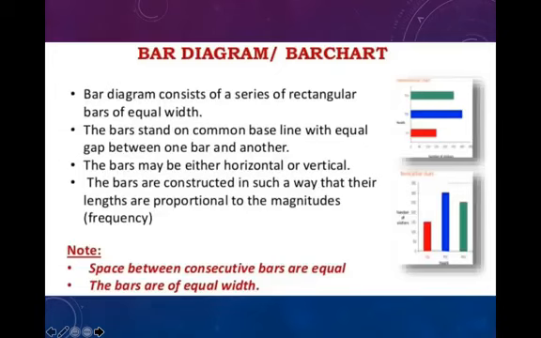Bar diagram or bar chart. A bar diagram consists of a series of rectangular bars of equal width. The bars stand on a common baseline with equal gap between one bar and another. The bars may be either vertical or horizontal, and the bars are constructed in such a way that their lengths are proportional to their magnitudes. Note that the spaces between consecutive bars are equal and the bars are of equal width.